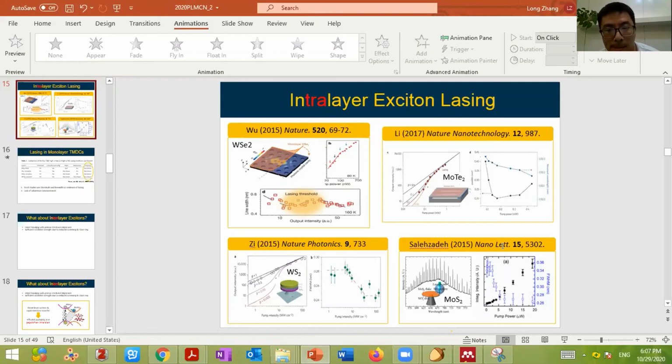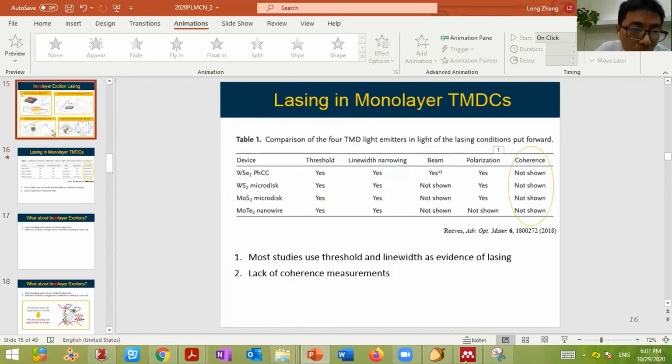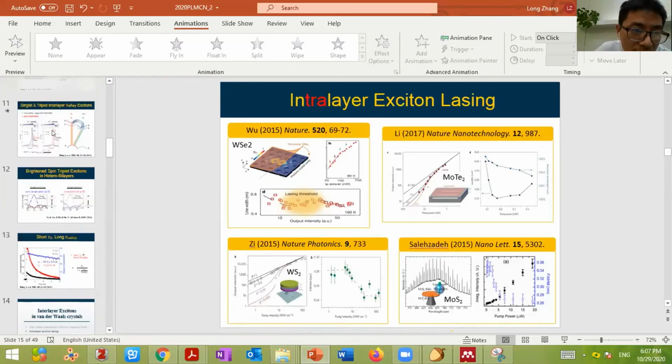But you said you're working at the Mott transition density, so it should be at high density. So you expect to see a significant blue shift of the emission. Right. In our case, we didn't.